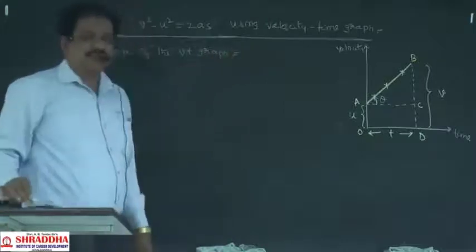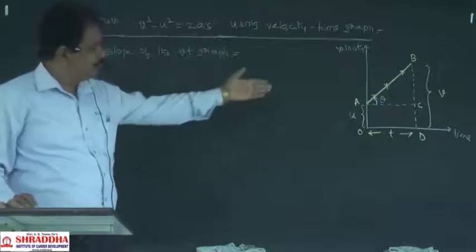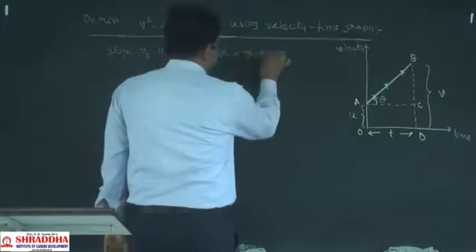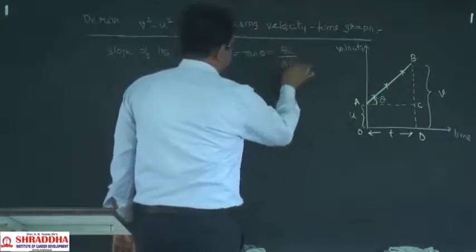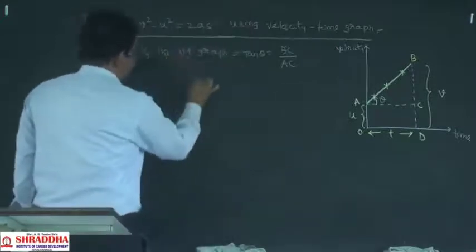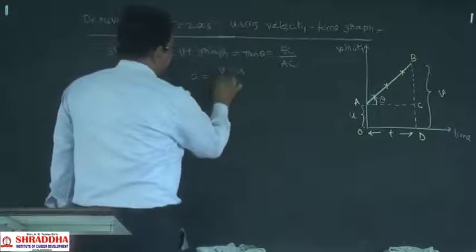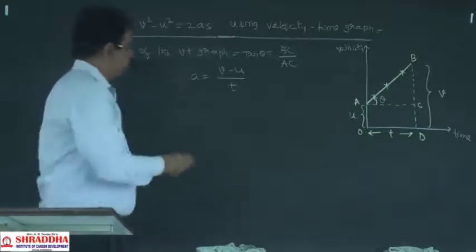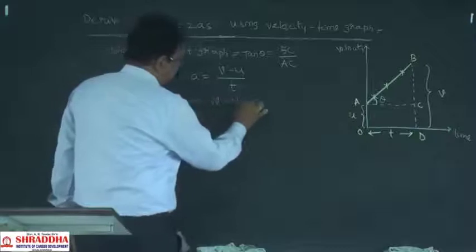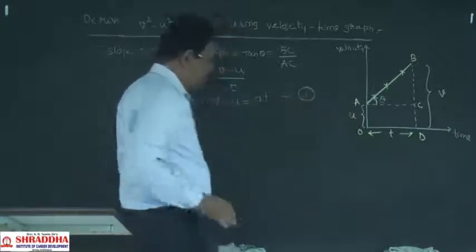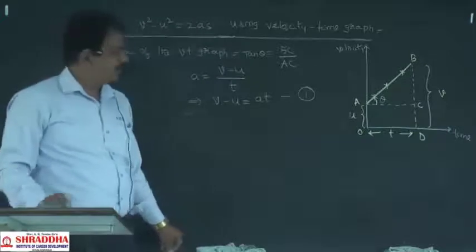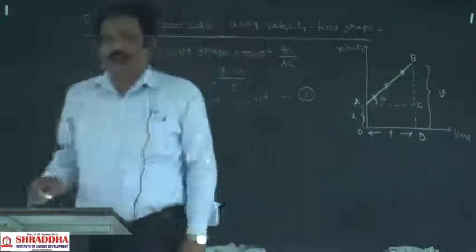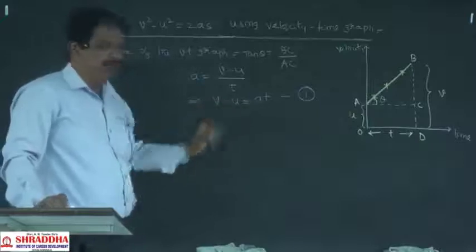No need to mention. Slope of the VT graph is equal to tan theta. This value is equal to BC by AC. So slope will be equal to A. BC value is V minus U. AC value is equal to T. Then V minus U is equal to AT. Let it be equation 1. So, by using the slope of the graph, we wrote V minus U is equal to AT.